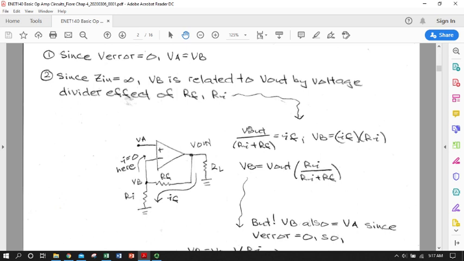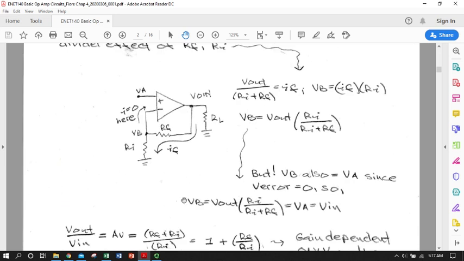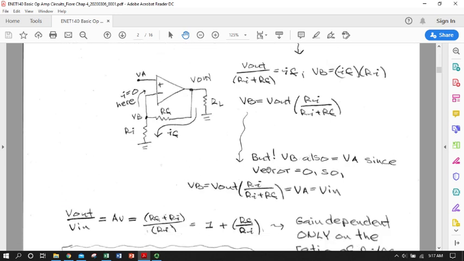So we can say V out divided by the series combination of R sub I and R sub f equals I sub f. We can define V sub B the same way. V sub A is going to be V sub B. So we can do a little algebra.